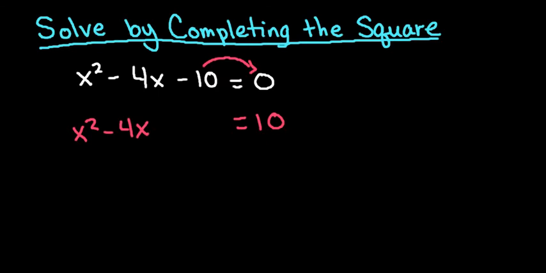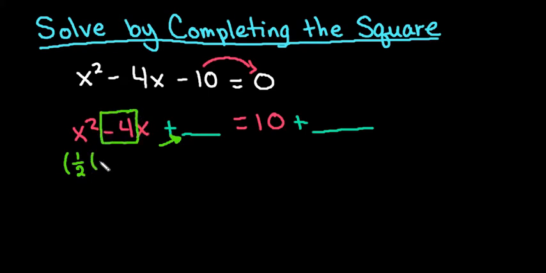And I left a space because on both sides, I'm going to add a number in order to make this a perfect square trinomial. So basically, every time you're completing the square, we are going to fill in this blank by taking half of the middle term. So I'm going to take half of this term right here, and I'm going to square it.